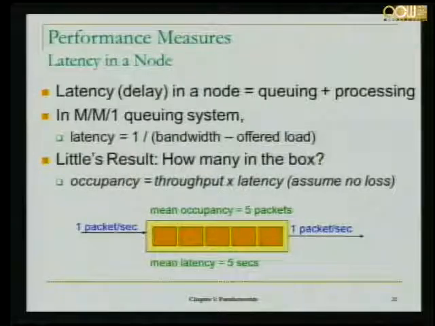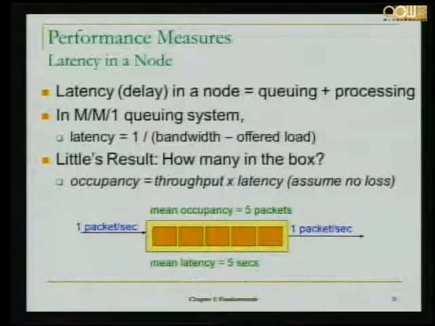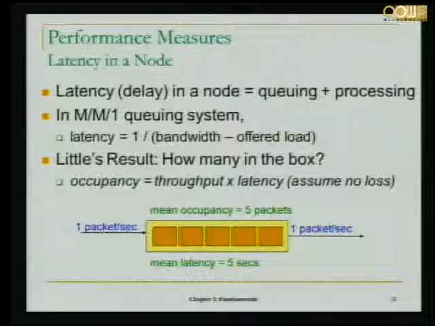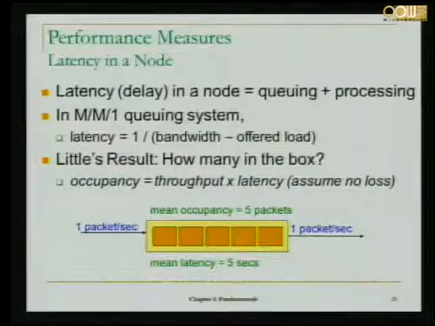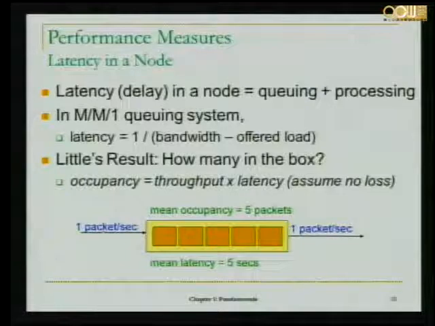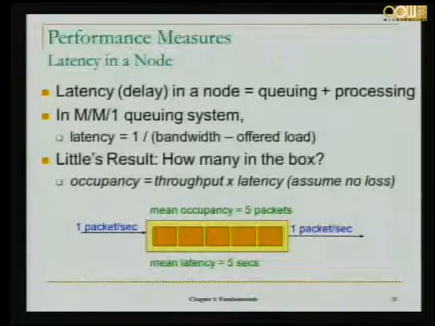Okay, and you might say that this is a trivial theorem because I can tell if I have 1 packet per second coming in and everyone stays there for 5 seconds, then the mean number of packets in the system will be 5. However, the beauty of this, or the power of this theorem, is that these are not constant. The throughput and the latency are not constant. They could be any distribution. They don't need to be constant, and they don't need to be normal distribution. They don't need to be whatever distribution. So for any distribution, if I know the mean throughput and mean latency, I can conclude that the mean occupancy will be this.